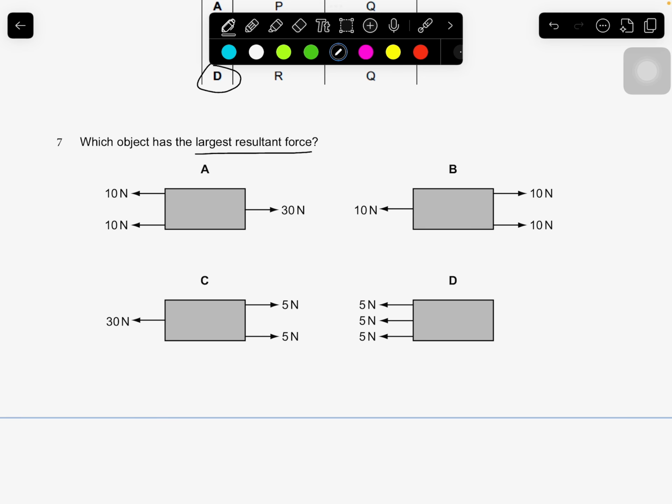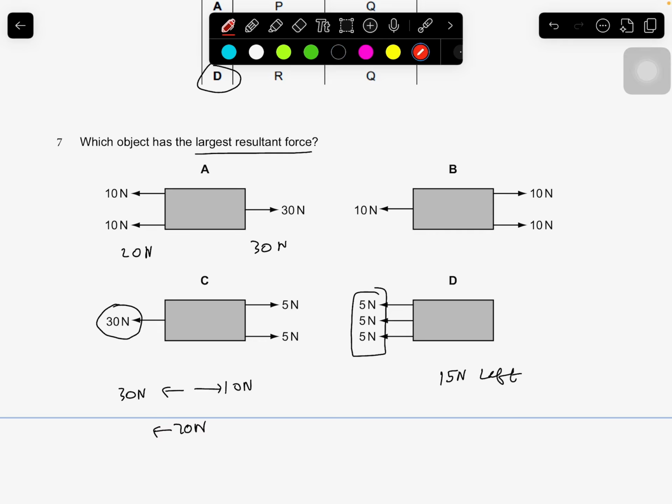Question 7. Which object has the largest resultant force? Just find the resultant force in all of these. When they're in the same direction, you add them all. For this one, it's 15 newtons to the left. Here you have 30 newtons to the left, and 5 plus 5, 10 newtons to the right. So your net force is going to be 30 take away 10, 20 newtons to the left. Here you have 20 newtons to the left and 30 newtons to the right. So your net force is going to be 10 newtons to the right. Here you have 20 to the left, 20 to the left, 10 to the right, so that's going to be 10 newtons to the right. So your correct answer is C.